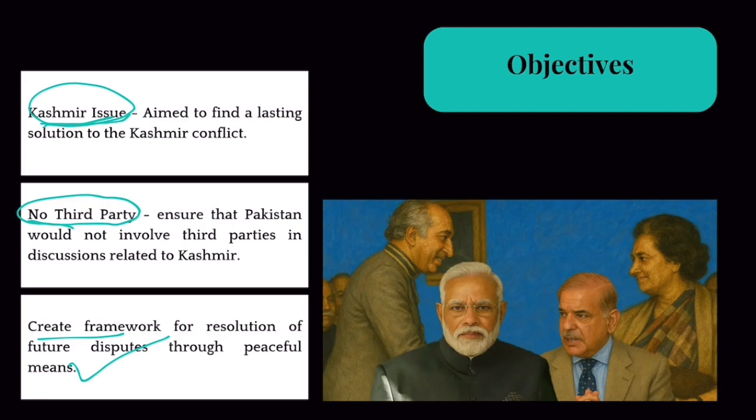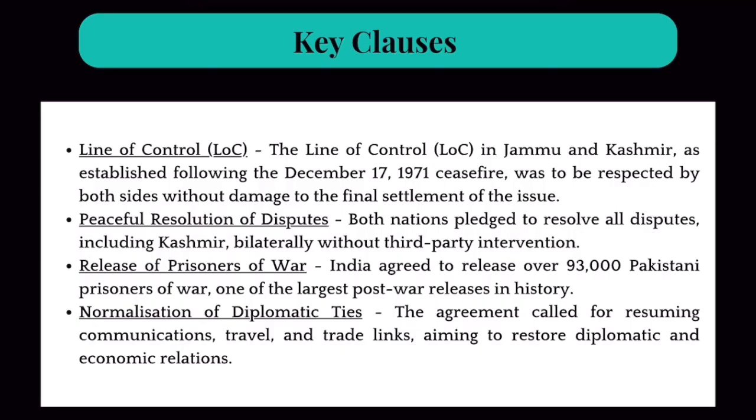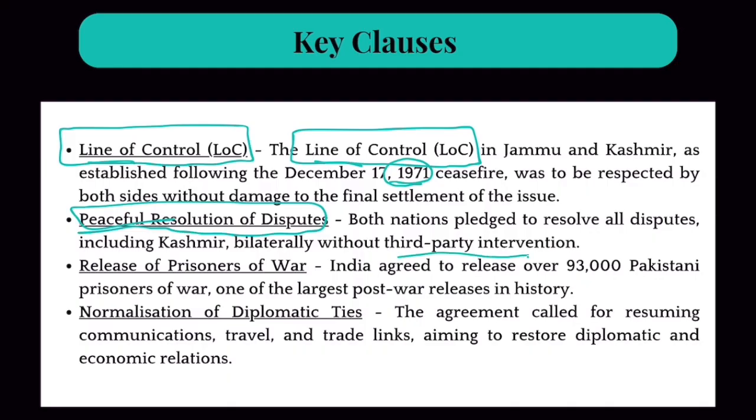Now, what are some of the features, key clauses of this Shimla Agreement? First of all, this agreement finalized line of control. Okay, so the ceasefire line of 1971 was made line of control, which both countries would respect as borders only. Okay, no one would change this line of control. Then, both the countries decided to peacefully resolve Kashmir issue without third party intervention. This was very important. Then, because India won the 1971 war, India captured around 93,000 Pakistani soldiers. So, under this treaty, these 93,000 Pakistani soldiers were to be released. Okay, and normalization of diplomatic ties between the two countries. These were the key clauses.